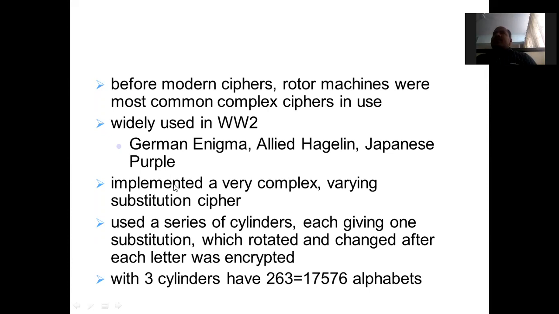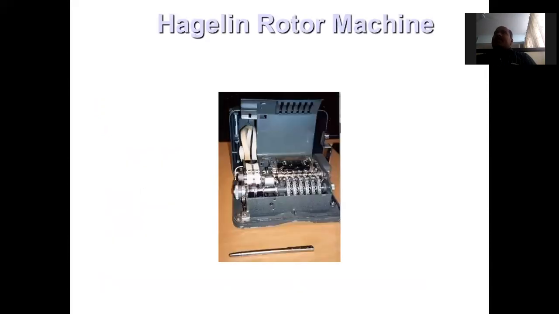With three cylinders we have 26^3, which is equal to 17,576 alphabets. You can imagine that three cylinders give 17,576 alphabets. This is one Hagelin rotor machine, one example of the rotor machines. Just observe this one. This machine is used for the encryption and decryption process.